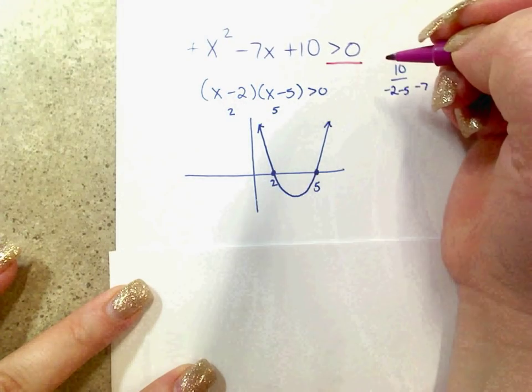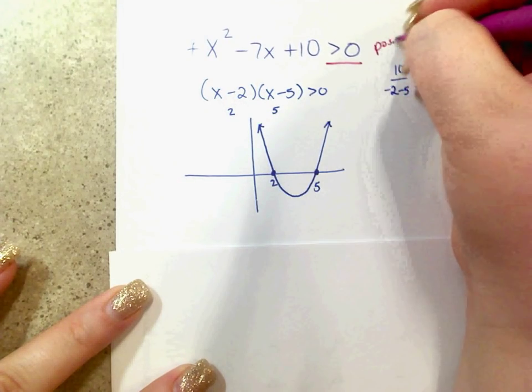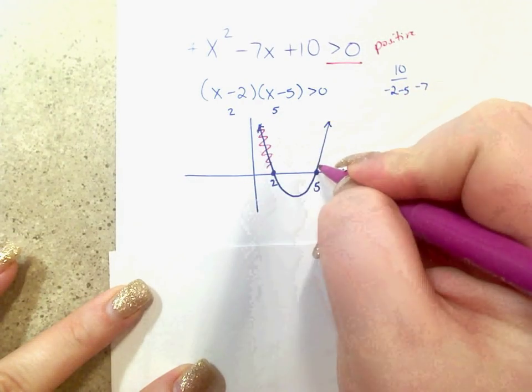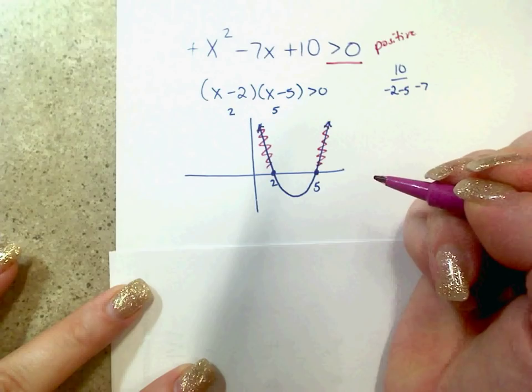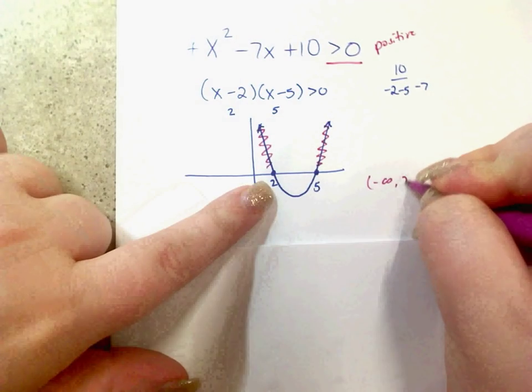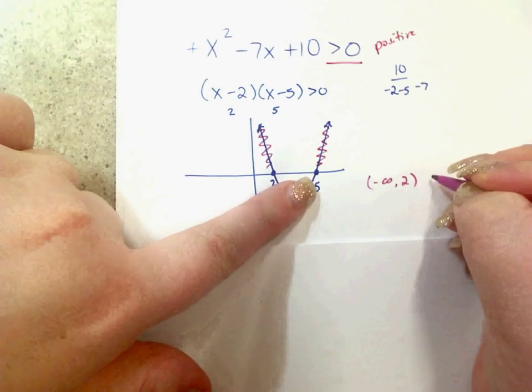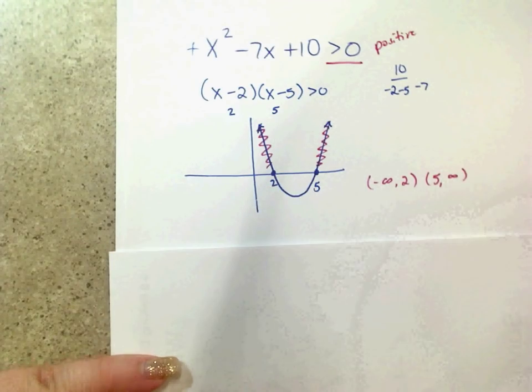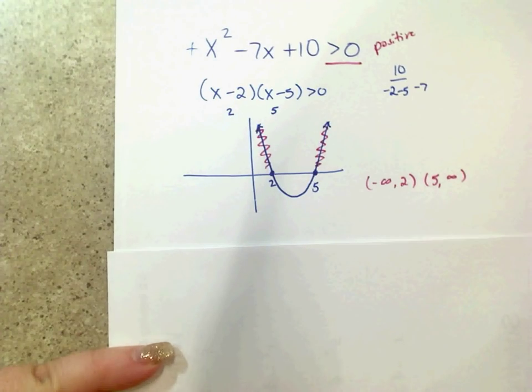To be greater than 0 means to be positive. And this quadratic is positive here, and it's positive there. So I can just see my answer: from negative infinity until 2, and then from 5 until positive infinity. So just by looking at it, I can do it that way. Okay? And that was because I could factor it.